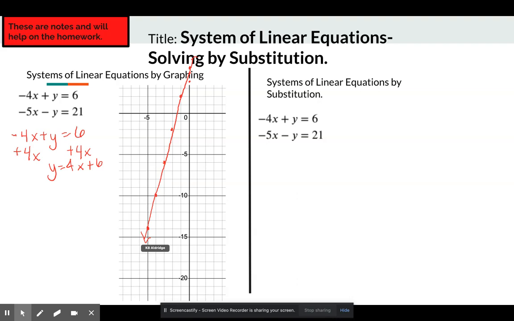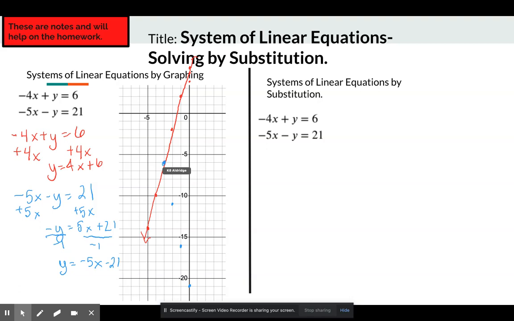All right, then our next equation, we'll graph in blue. Negative 5x minus y equals 21. I'm going to add 5x. Notice I have negative y equals 5x plus 21. I need to divide by negative 1 on everything. So y equals negative 5x minus 21. So my y-intercept's negative 21. I have a negative slope, so 1, 2, 3, 4, 5.